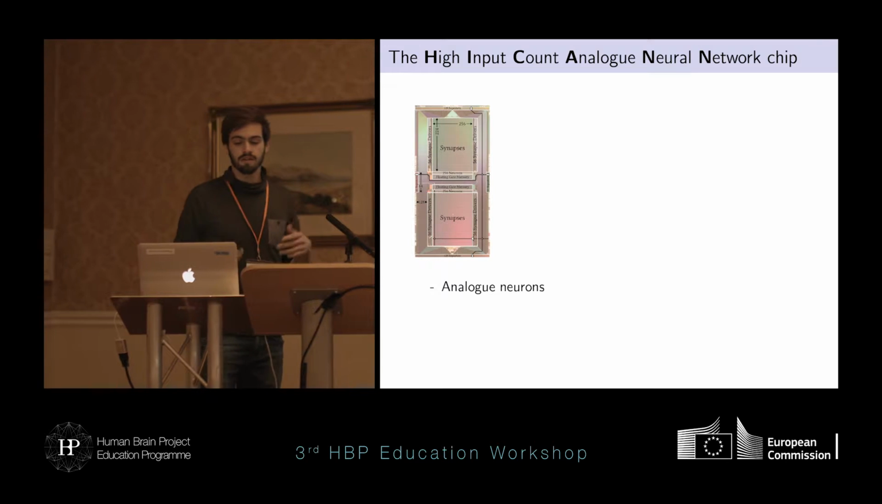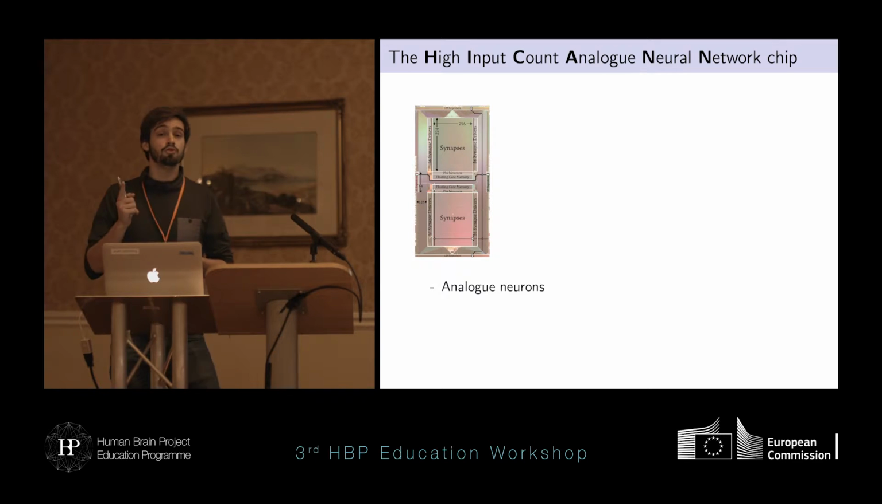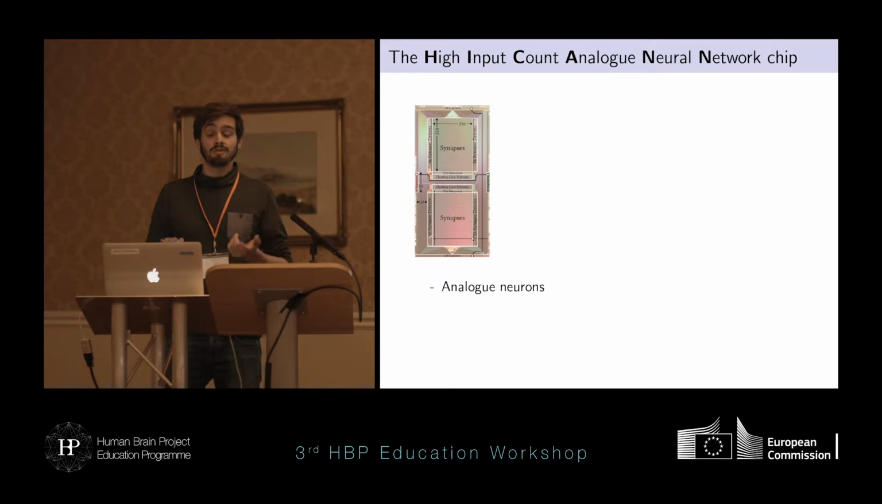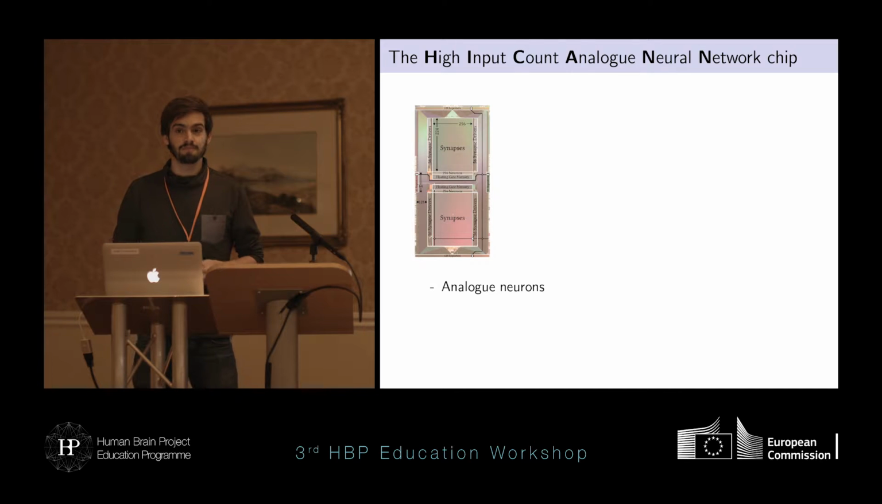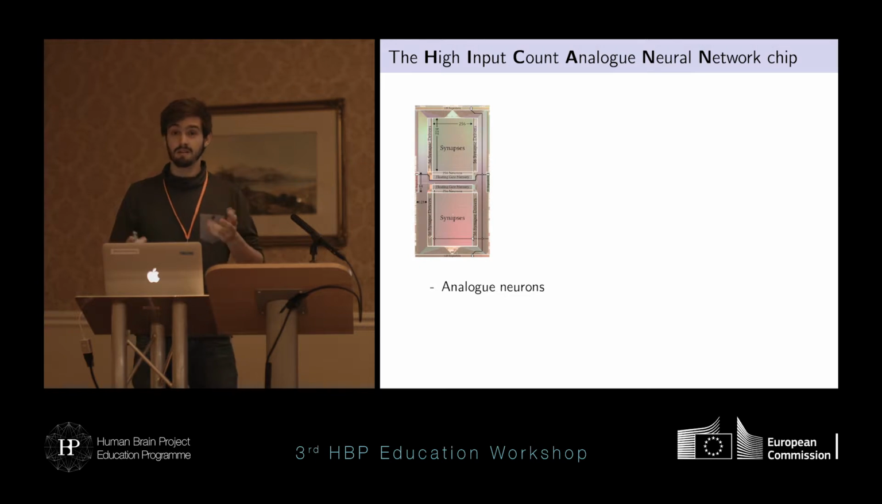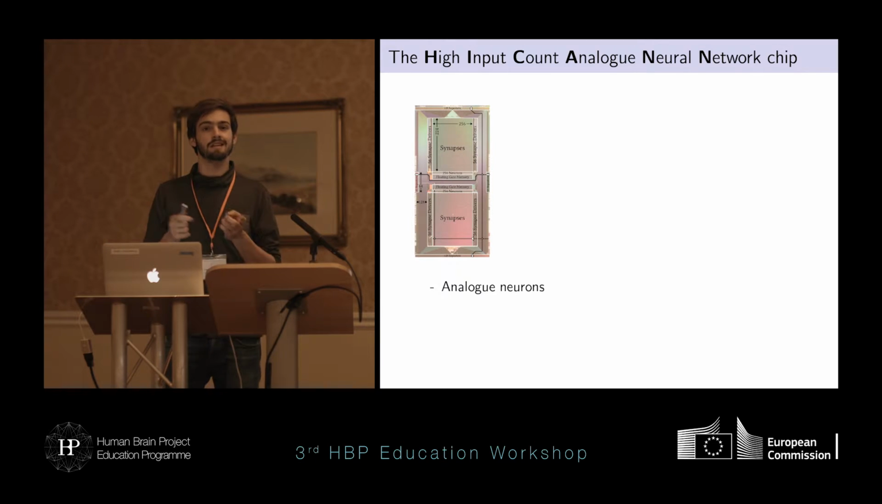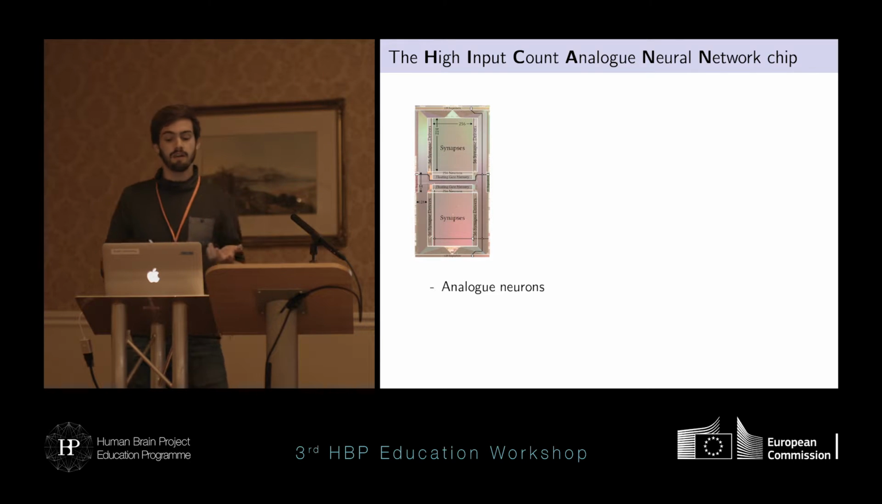So analog neurons have some implications. First of all, you have only one neuron model. If you want to have another neuron model, you've got to build a new chip. Then you have variations. If you do the same experiment twice, you will never have the exact same results. And since electrical parts are not identical either, you also have variation across neurons. And these are things that have to be handled.